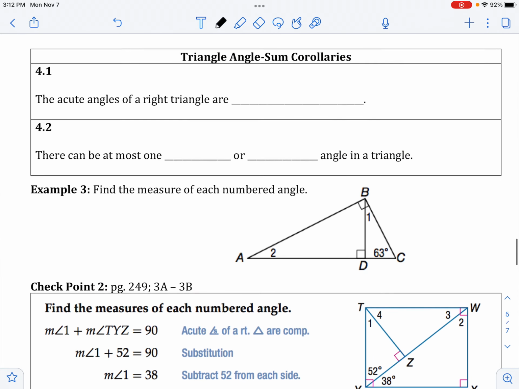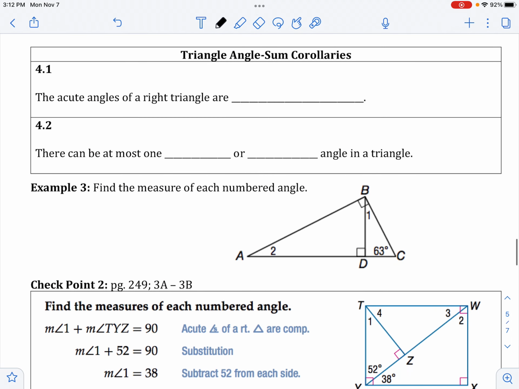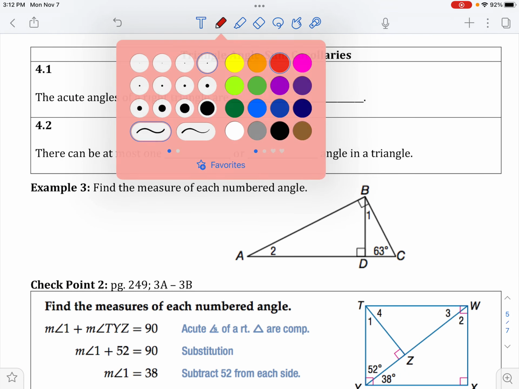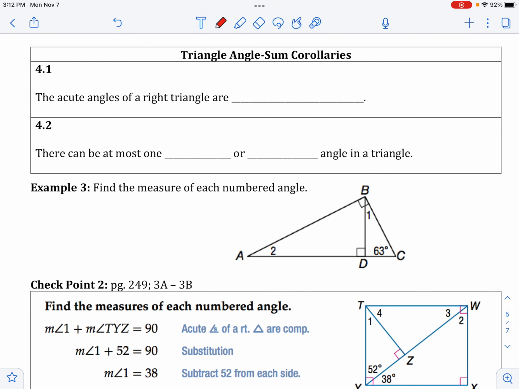And then I've got some corollaries here, and that'll be it for the notes. So some corollaries, some theorems that follow immediately from other theorems. The acute angles of a right triangle. I've got a right triangle. This is 90, so what's left over out of the 180? The leftover parts must also equal 90. They must be complementary.